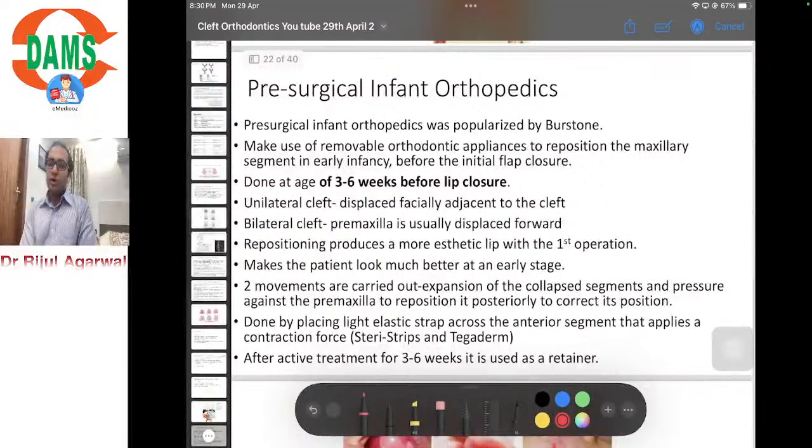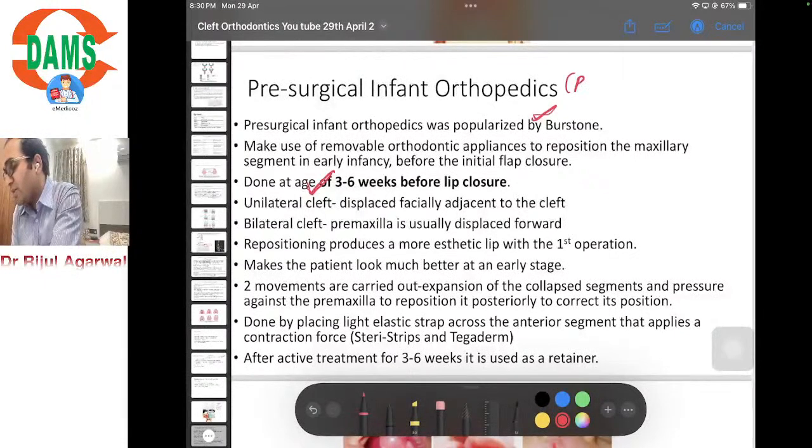So feeding is done, and now getting prepared for the surgery, that is the pre-surgical infant orthopedics. It was popularized by Burstone. What does it do? It uses removable appliances to reposition the maxillary segment in infancy before the initial flap closure is done. It is done 3 to 6 weeks before the lip closure. Please note, PSIO is always done before any surgery. After surgery there is no infant orthopedics which can be done.